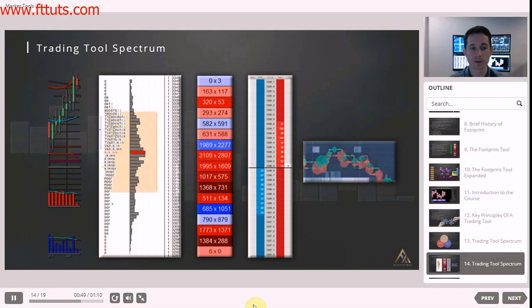Next to that, we've got the market profile. We then have the footprint chart, the price ladder, and then obviously the bookmap. From left to right, the amount of lagging versus leading information varies, and this is what we're going to discuss in the next slide.